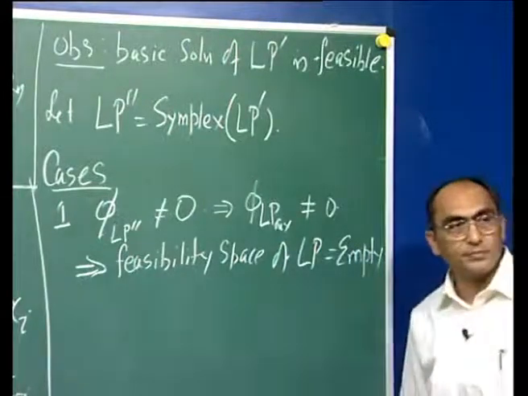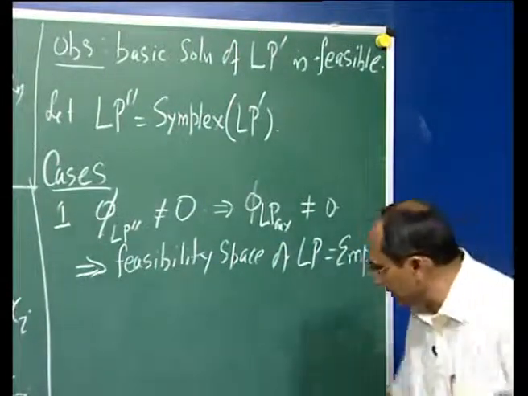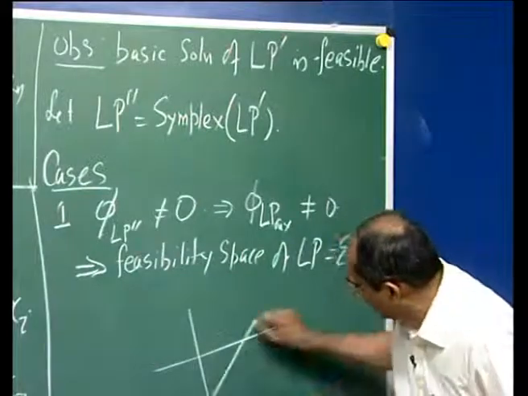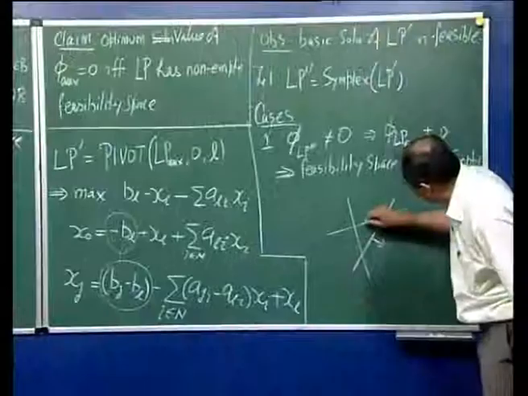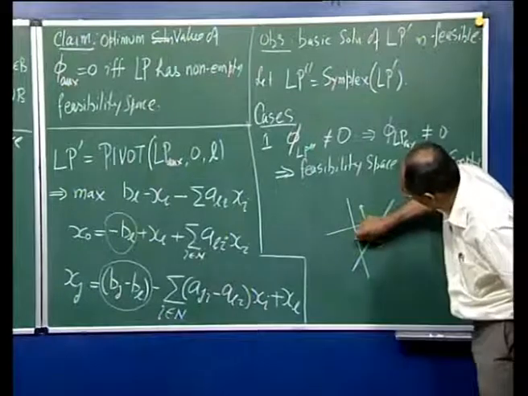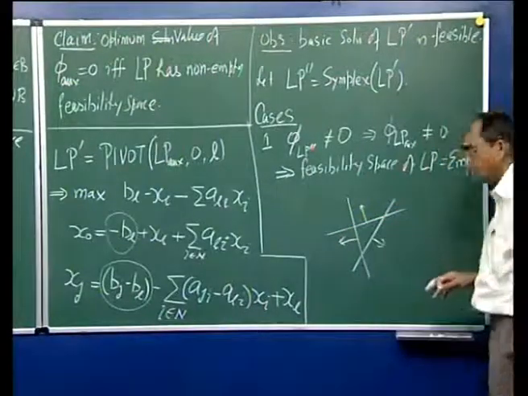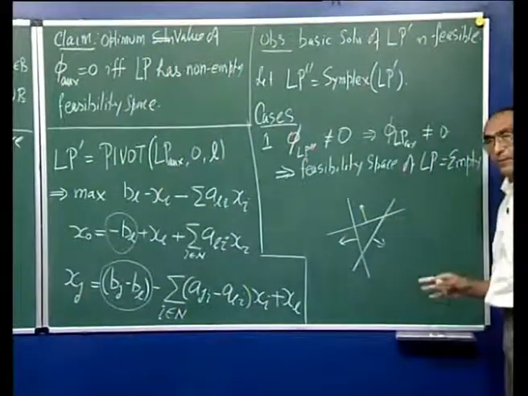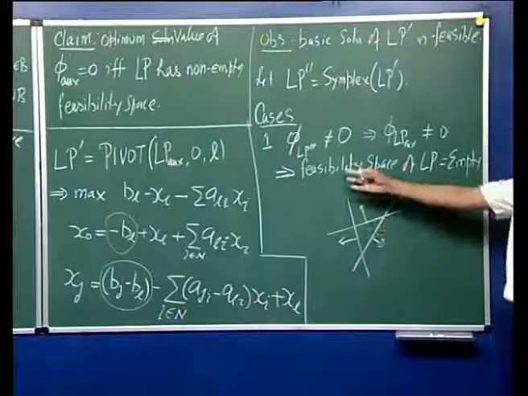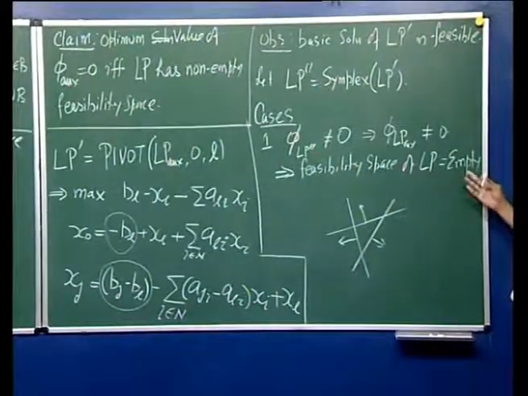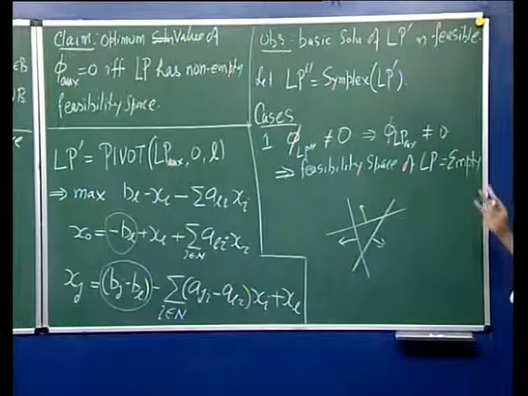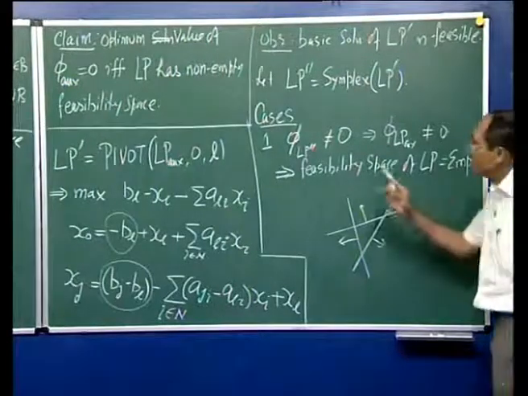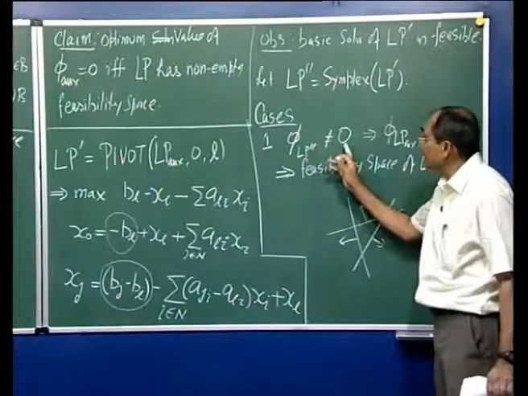So we can stop. This is one of those cases where we have to be on this side of this half space, this side on this half space, this side on this half space. There is no region where they coincide, all of them. So we can stop here and say that the feasibility space is empty. Now we have to see the case when phi of LP double prime is 0.